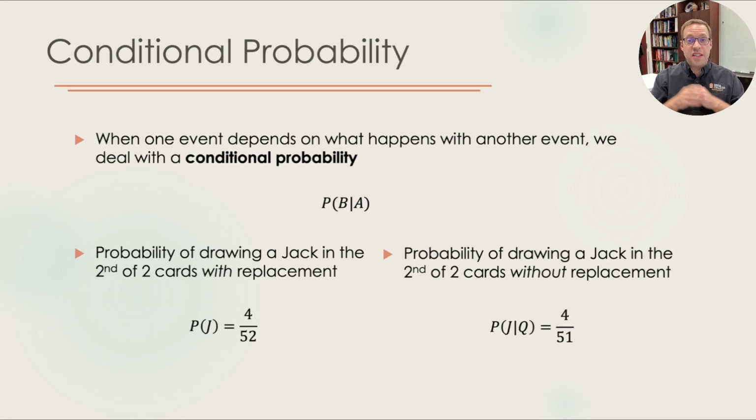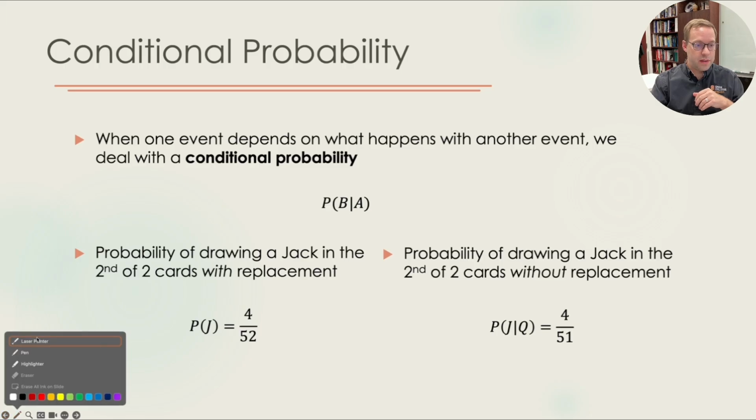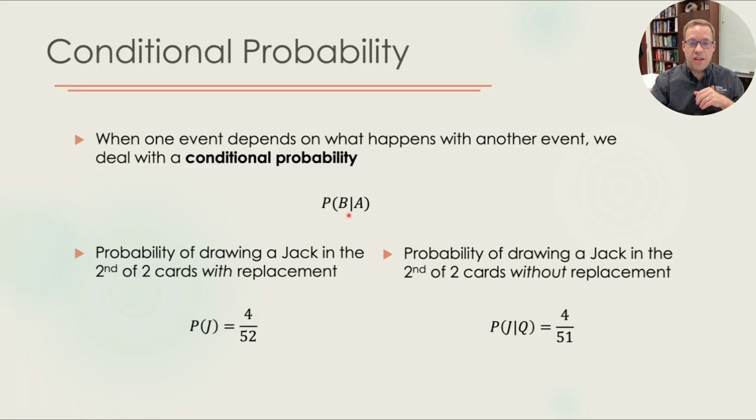When one event depends on what happens with another event, that's a conditional probability, and we draw it this way. The probability of event B happening given that A has already happened. This line in the middle means given that. In other words, with the condition of event A. What is the probability of B happening given that A has already happened?